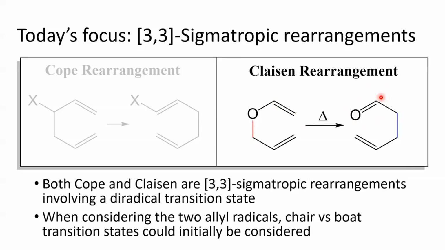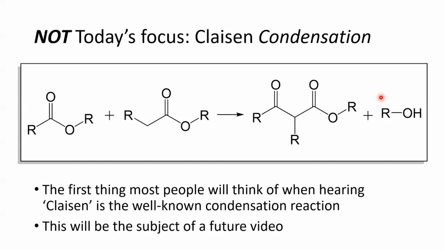When considering how the rearrangement is going to take place, we're going to focus on looking at the transition state in terms of how it can be stabilised or destabilised, which can influence the stereochemistry of the products. Now, what's not today's focus is the Claisen condensation, which is a lot more well known. It's probably one of the first name reactions that you get taught in organic chemistry, and we'll probably cover it in a future video. But for today, it's all about the rearrangement reaction.